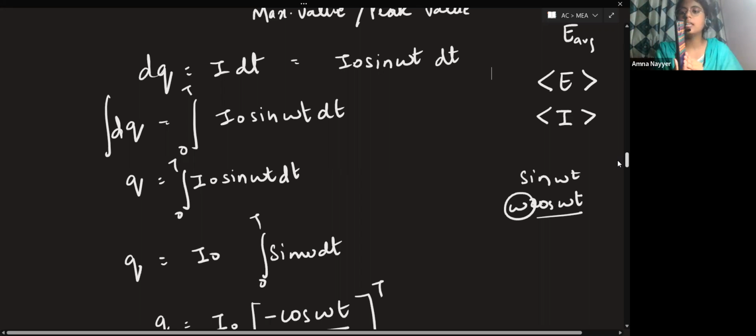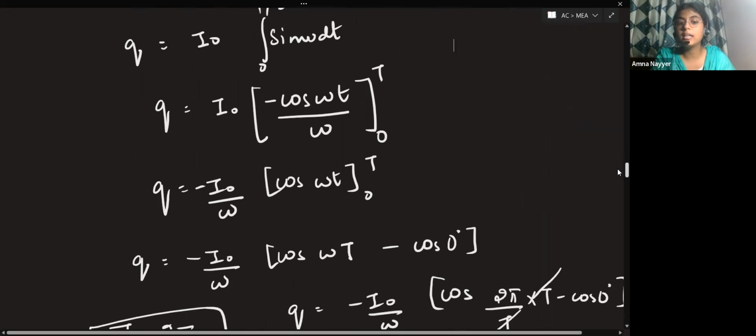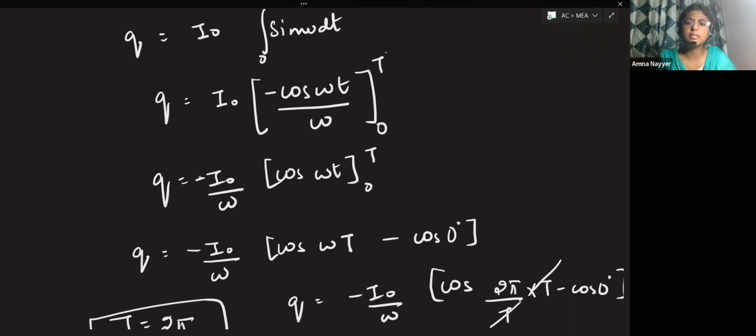At every angle, the value will keep on changing because of the change in angle, so we calculated the average of it. The average for the full cycle is from 0 to T, and for the half cycle, from the initial point to the half cycle, that will simply be T by 2. So the difference that will come is T by 2, but your answer will definitely vary. This integration is from 0 to T by 2.